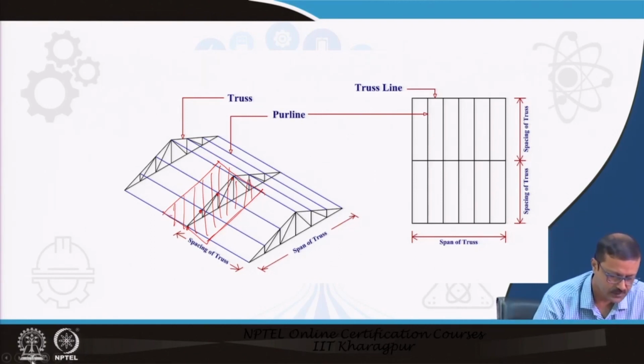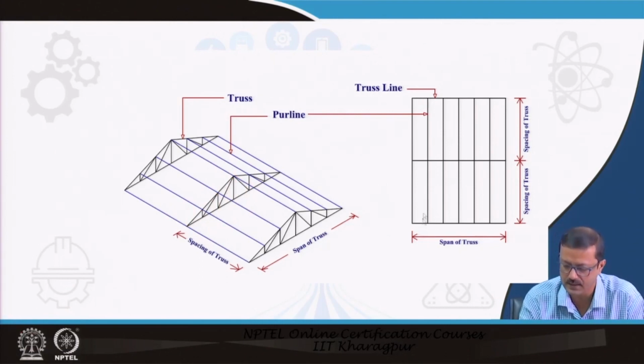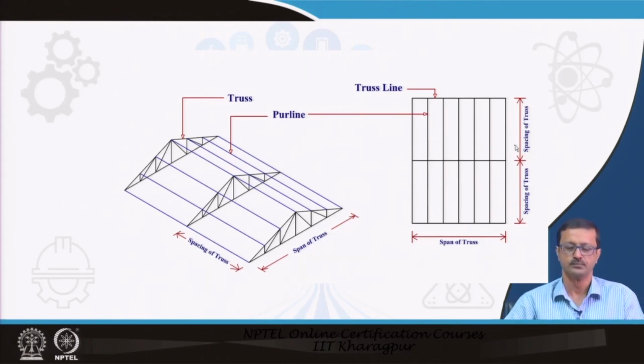Now, if you see the plan view, it will look like this. These lines are the purlin lines, and this is the truss line, as I have discussed: the span of the truss, the spacing of the truss and the truss line.